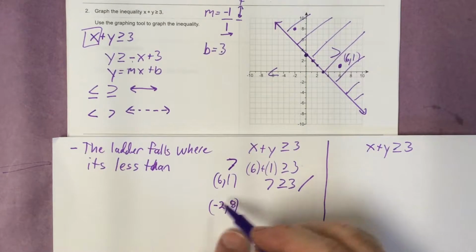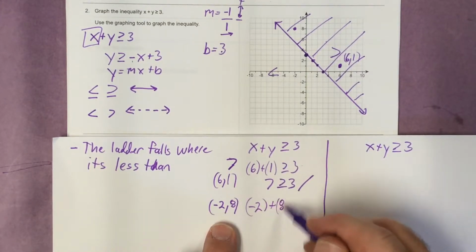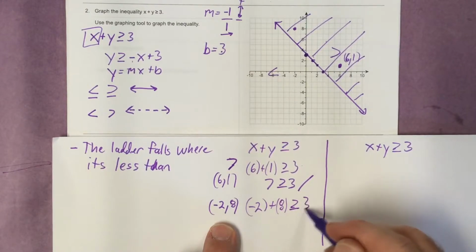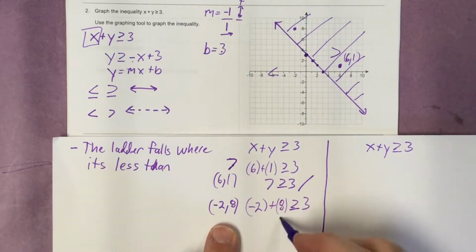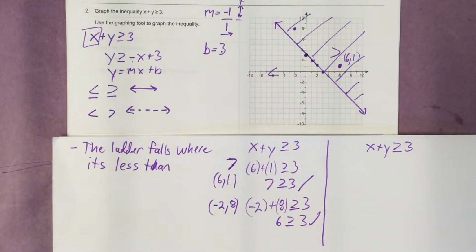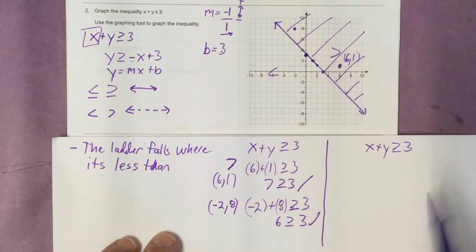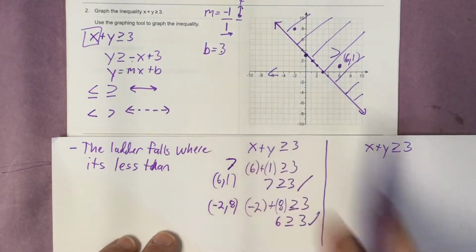So here's (-2, 8). And I'm going to pick that point and put that in now. So if I do that, that's going to mean that -2 plus 8 should be greater than or equal to 3. -2 plus 8 will be 6. And yes, sure enough, 6 is going to be greater than 3. So that point works now. So again, further proof that any point on this side of the line should be a solution for this inequality. Let's show this with a counter example with a point on this side of the line.